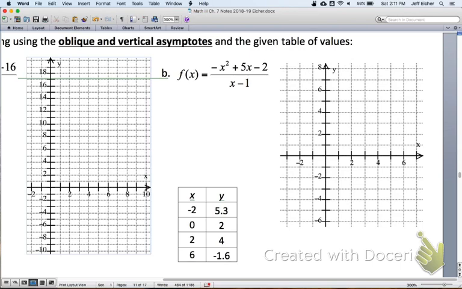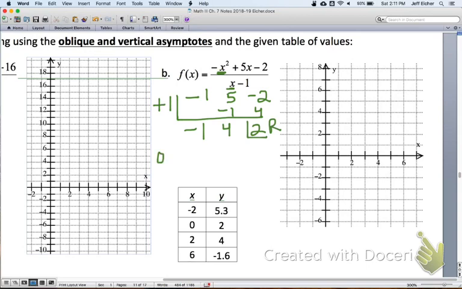So, notice that the degree in the numerator is bigger than the degree in the denominator, so that's a synthetic division candidate for an oblique asymptote. We start with a positive 1 on the outside, negative 1, a 5, and a negative 2. Do synthetic division, drop that down, and multiply, multiply, multiply, multiply. Add. That's my remainder. So we have an oblique asymptote at y equals negative 1x plus 4.